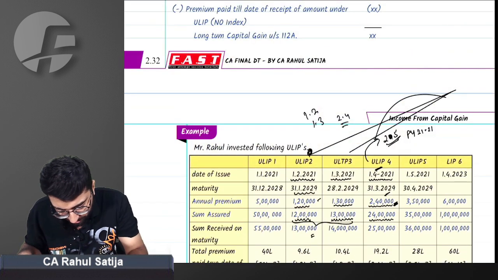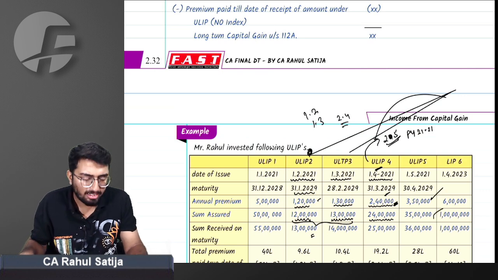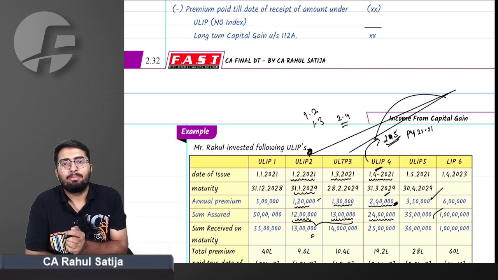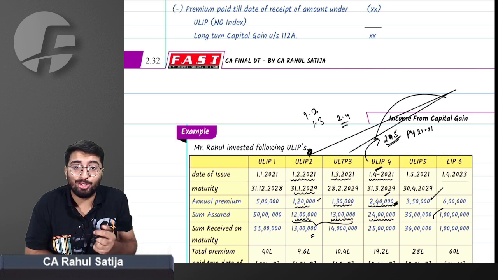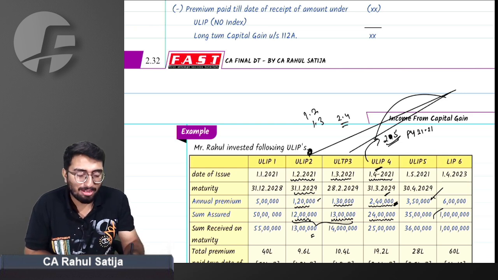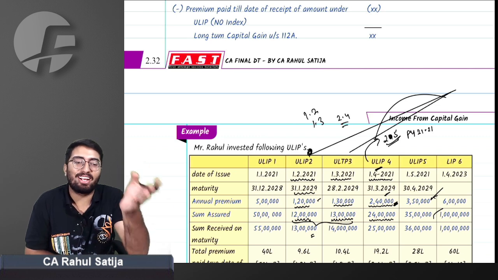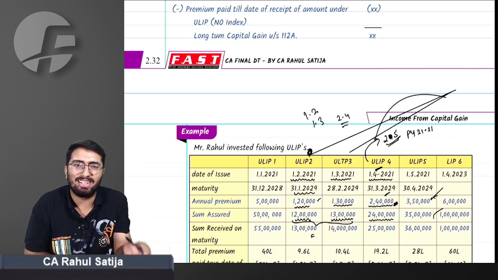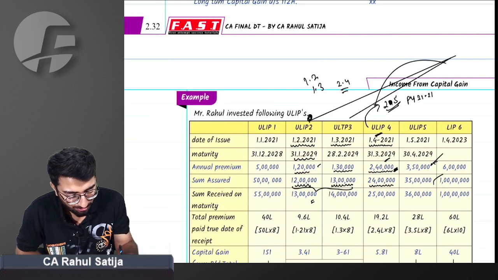ULIP number 5, 3.5 lakhs, 35 lakhs. Since premium is equal to 10% of the sum assured, we have to check aggregate premium. Since single premium in itself is greater than 2.5 lakh, we don't have to check it directly. It is taxable. Directly, the maturity is taxable.